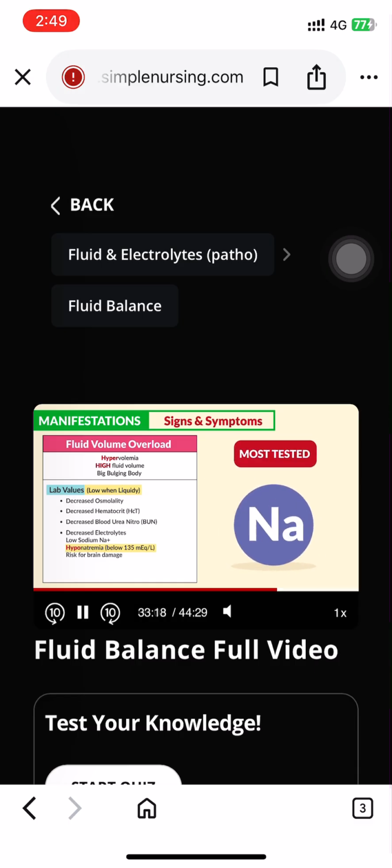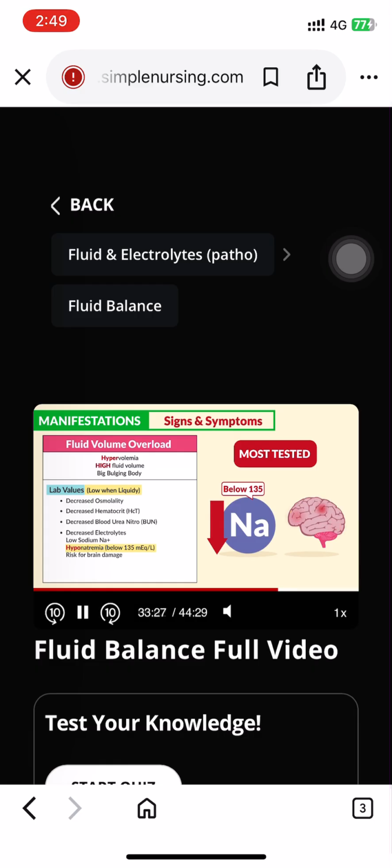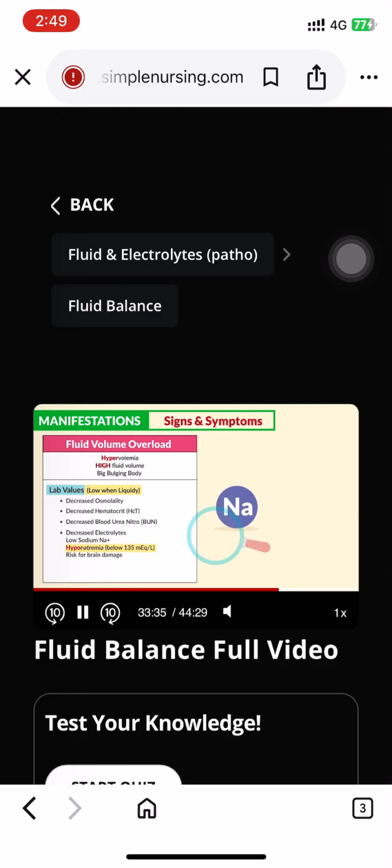Now, sodium is typically the most tested since it's the most critical, as severely low sodium from dilution could lead to deadly brain damage, called hyponatremic encephalopathy, which we'll cover in great detail in the electrolyte video. But just be sure to write it down. We have to monitor sodium levels during fluid volume overload.